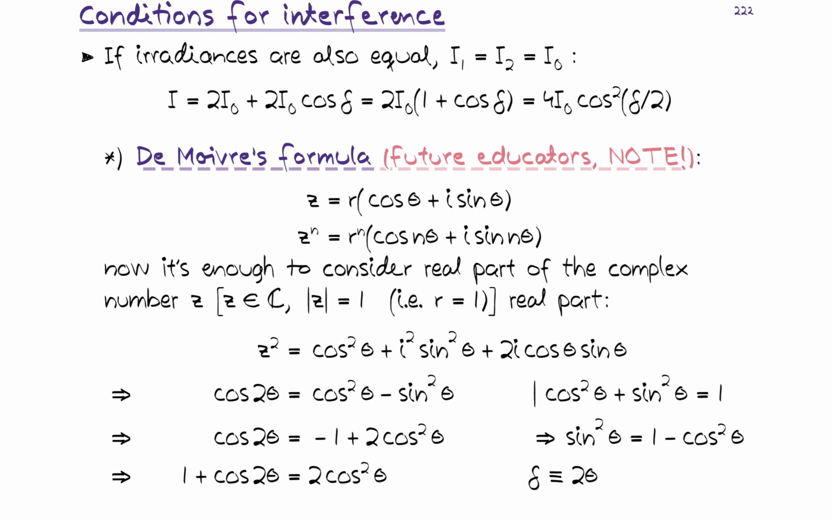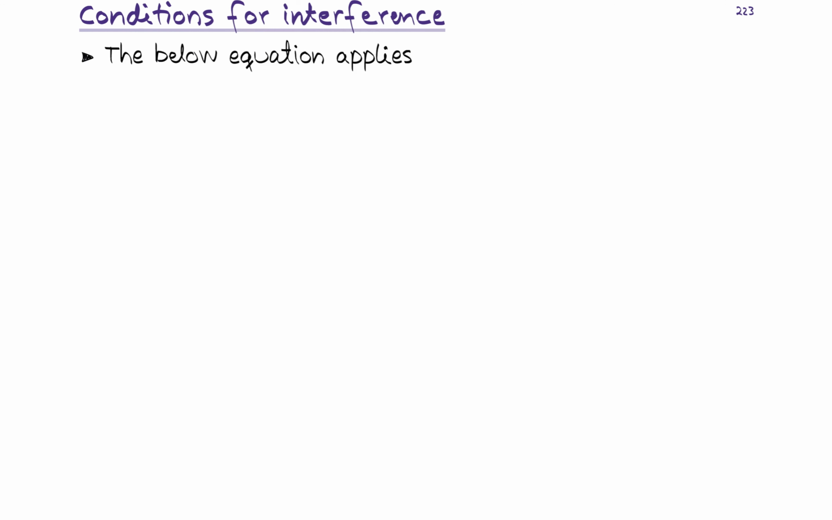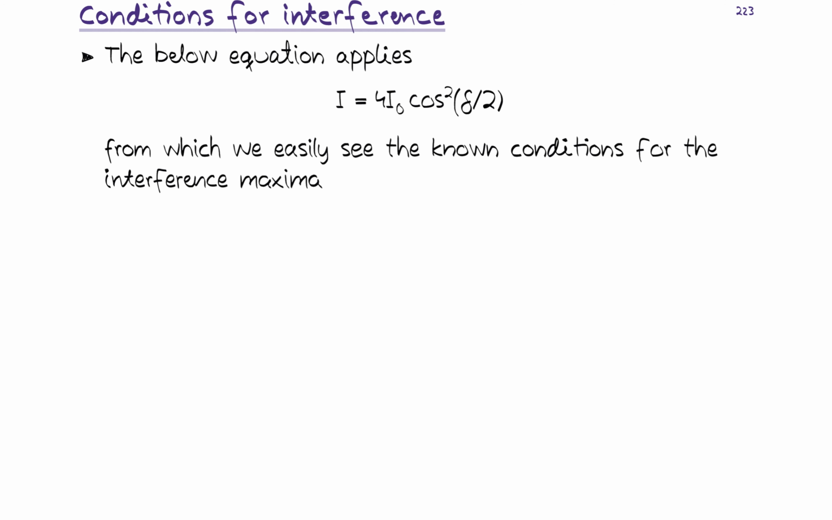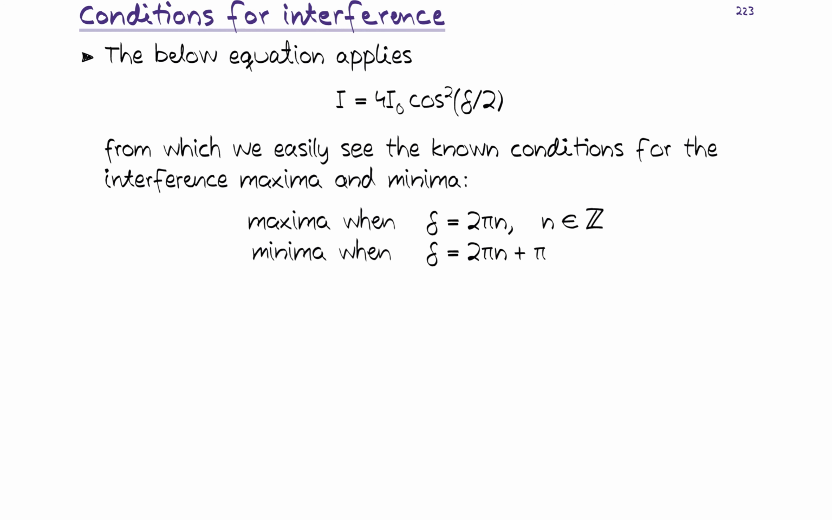And then we were showing that de Moivre's formula is actually highly useful. Nice thing. So we have the equation for the total irradiance. And of course, from this, we can easily see the conditions when we have constructive interference and when we have destructive interference. So the maxima takes place when we have constructive interference, when the phase difference delta equals 2 pi n, where n is an integer number. And we have destructive interference when the phase difference delta is 2 pi n plus pi, so basically an odd integer of pi.